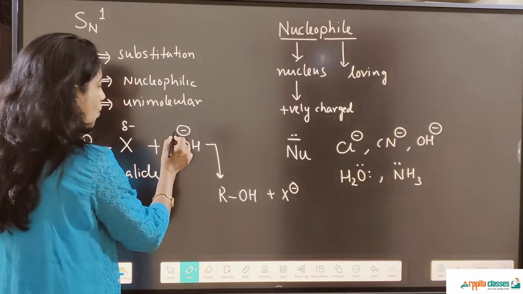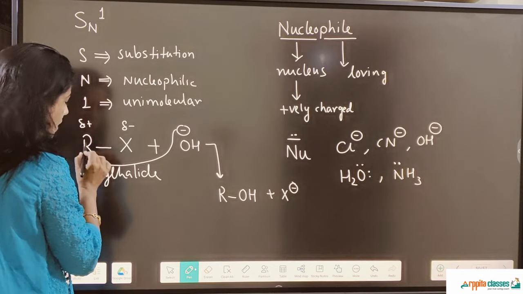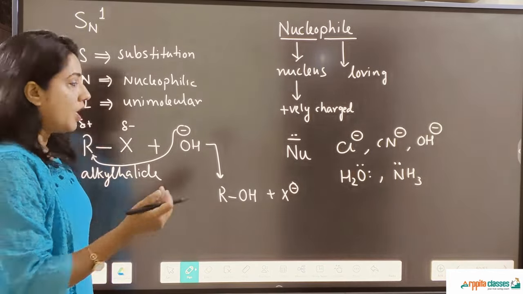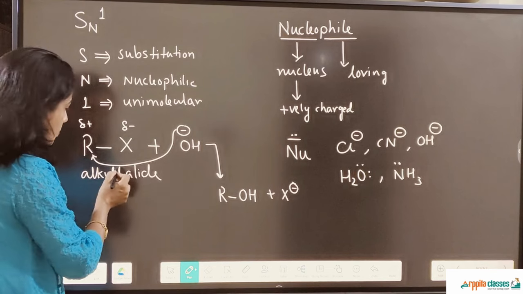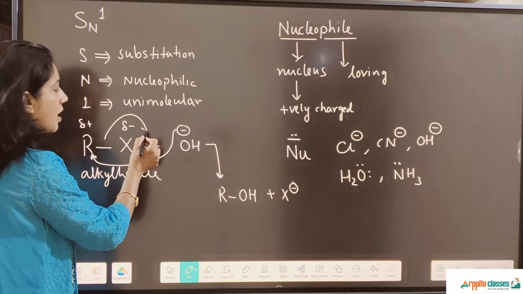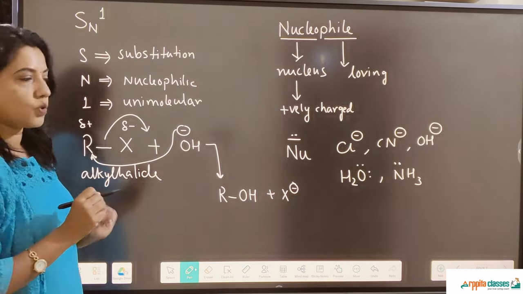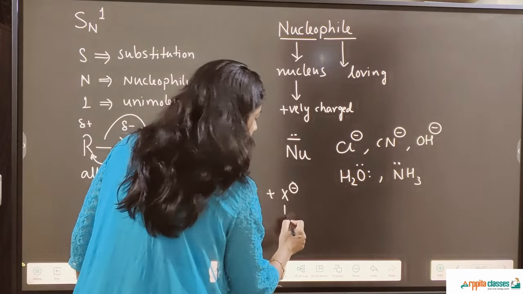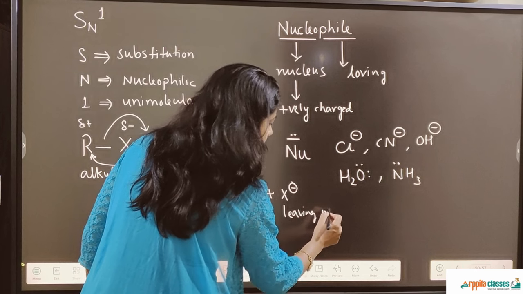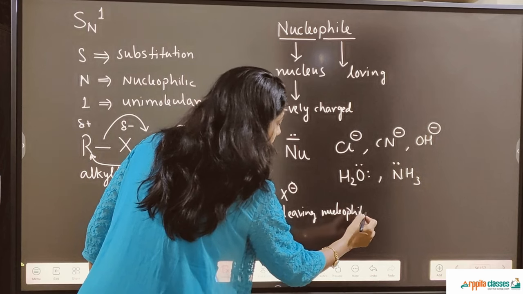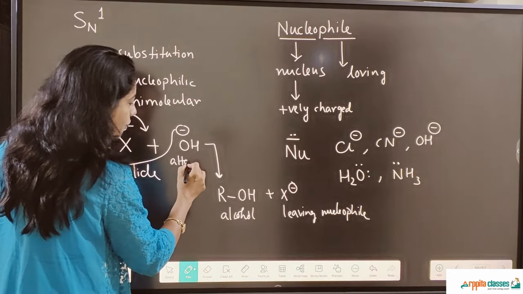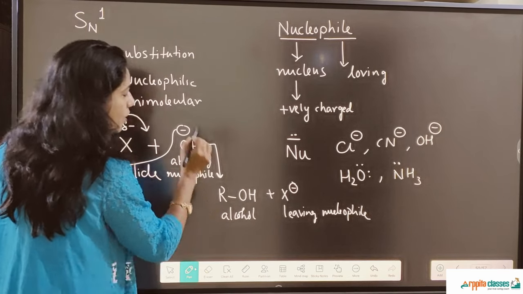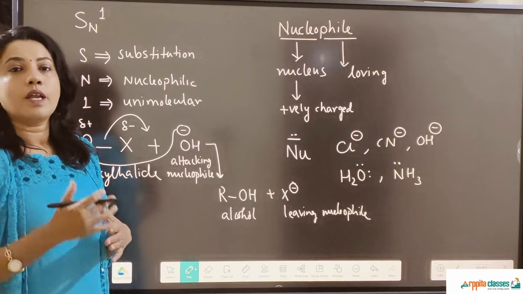Because what is happening? This OH minus is attacking the positively charged species, that is the carbon. Since OH minus is positively charged loving, it will attack this carbon and X will leave this species. So finally we get ROH, which is an alcohol, and X minus, which is called the leaving nucleophile. And since the other nucleophile is attacking, it is called the attacking nucleophile. So this is your nucleophilic substitution reaction.